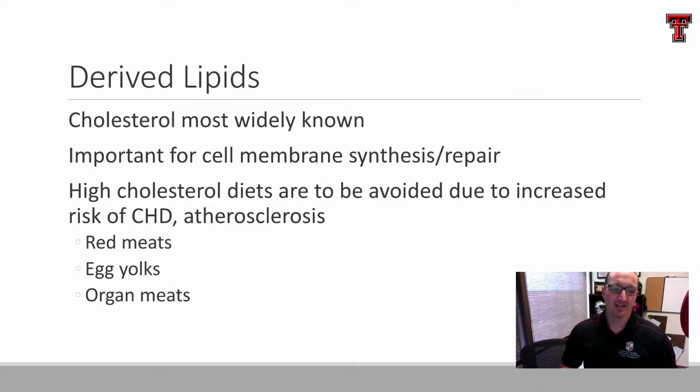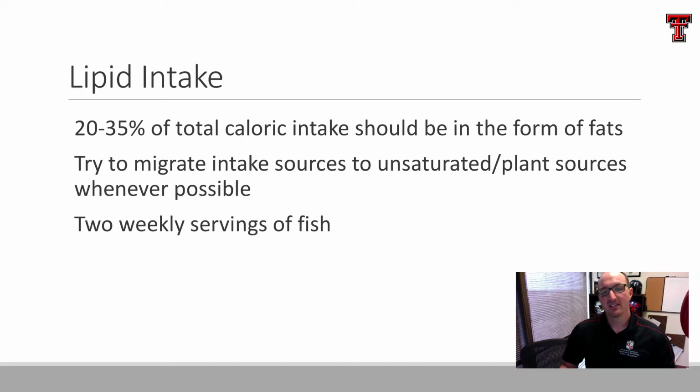And we find that in red meats, in the yolk of the egg, and in organ meats. So that's why a lot of people have transitioned away from full egg to egg whites only. Now we said 10% at most should be saturated. So that said, 20 to 35% could be in the form of fat. So that means we should be trying to find unsaturated sources.